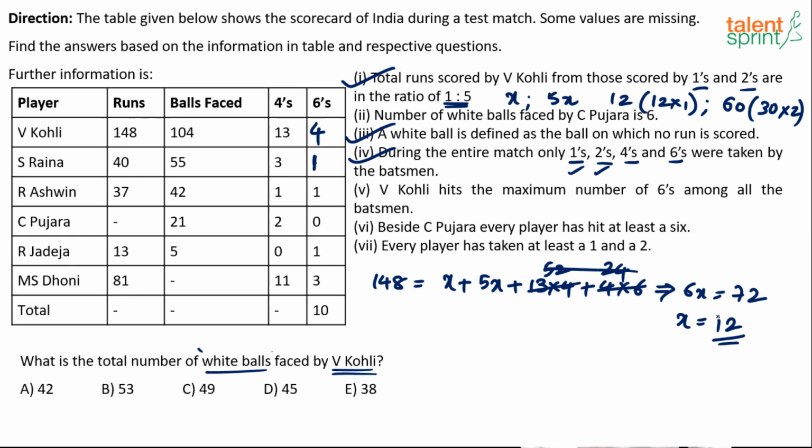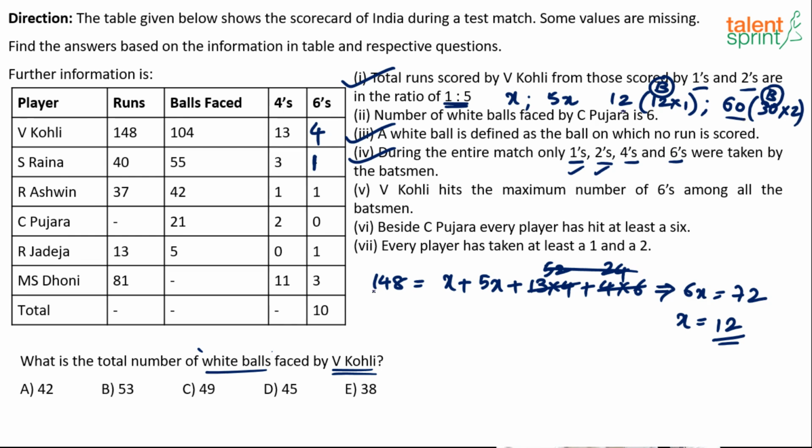Now this x is 12. So if you have got 12 runs using singles, you have faced 12 balls. This is the number of balls. Each ball you have scored 1 run. And then he has got 5x runs using doubles. 5 into 12 is 60. He has got 60 runs using doubles, which means he has faced 30 balls, and on each of these balls he has taken 2 runs. So 30 into 2, 60.